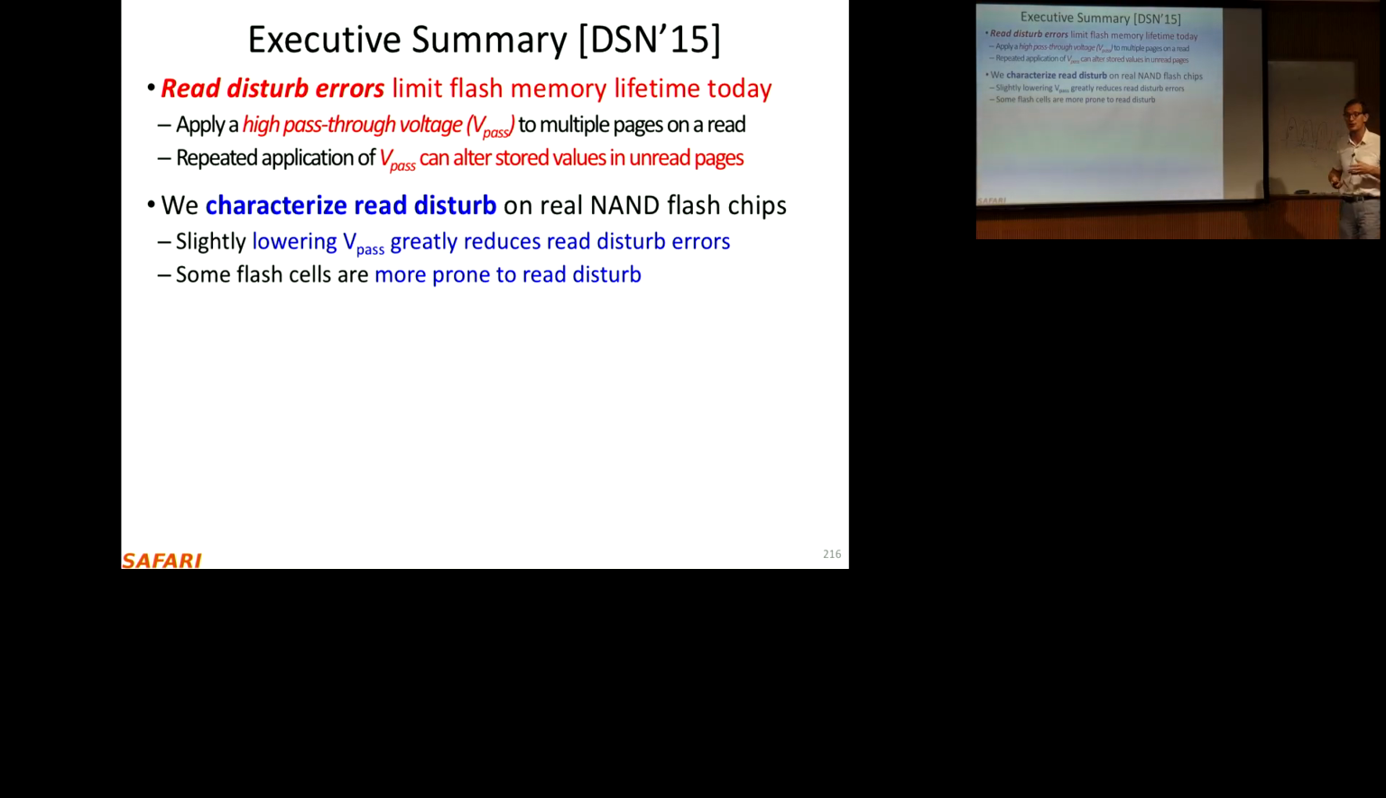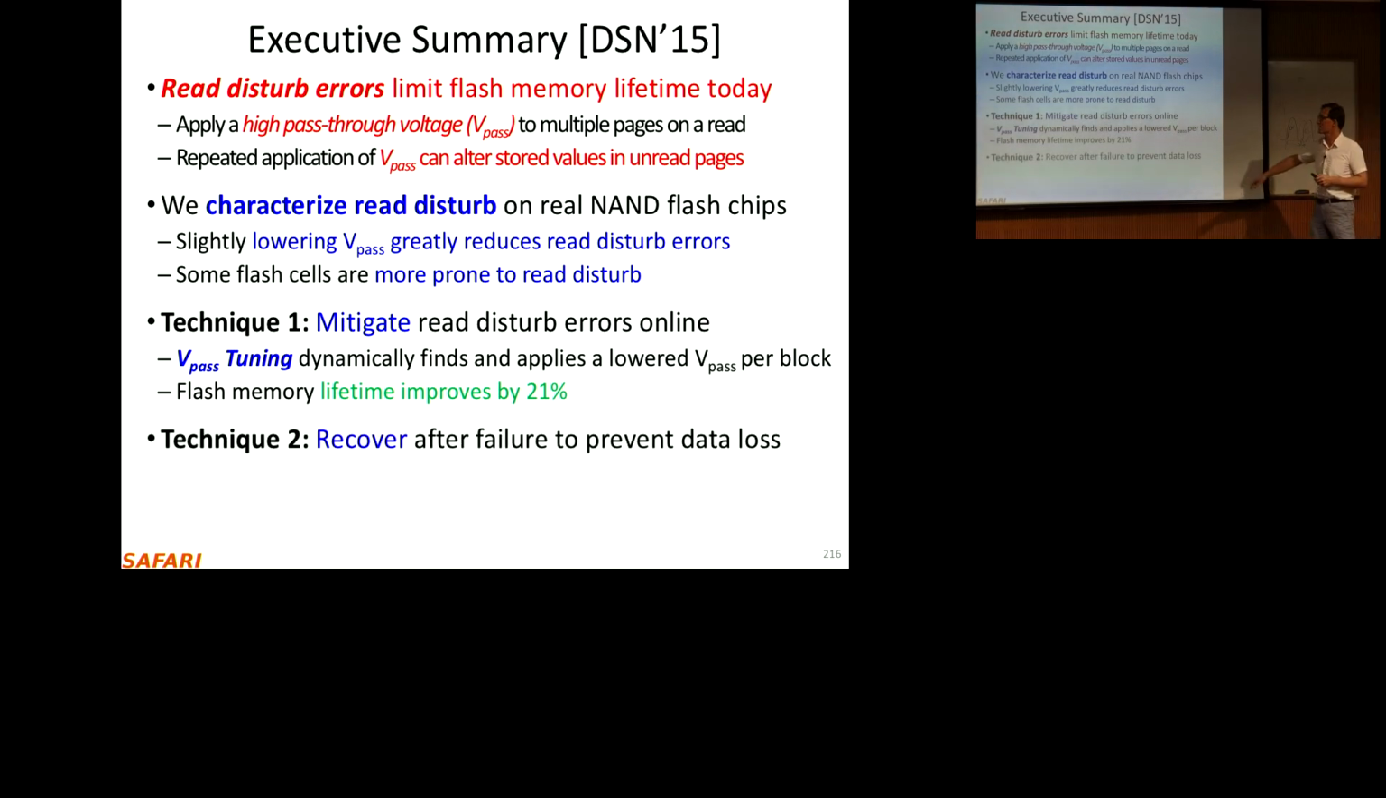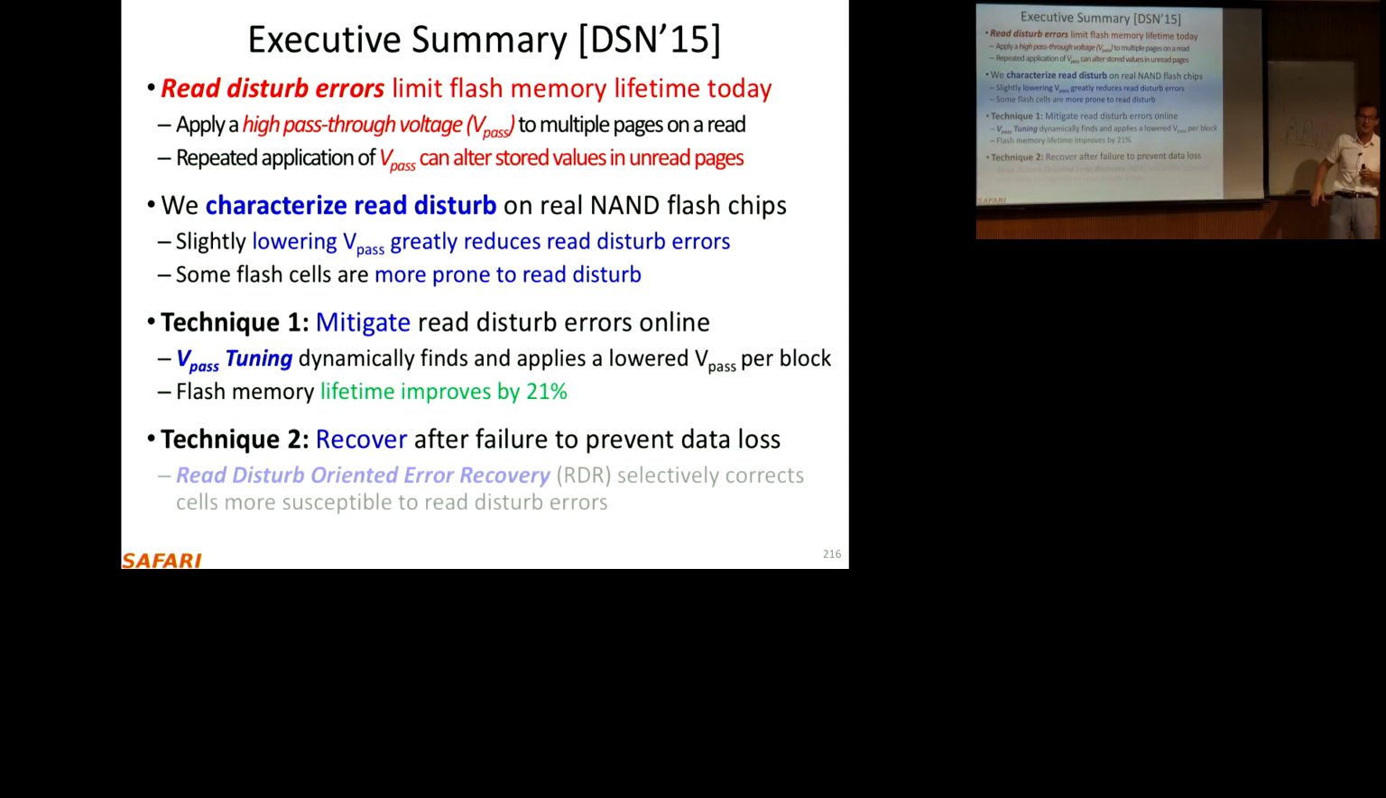We call this read disturb recovery. I'm going to give you the basic idea very soon. This is the first technique: you mitigate the read disturb errors online. It's called VPass tuning. You dynamically find and apply a lower VPass per block. There's some overhead, but the lifetime improves significantly. And the second is you recover after failure. Assuming that your ECC, everything failed, your drive failed, you can still recover after a failure to prevent data loss.